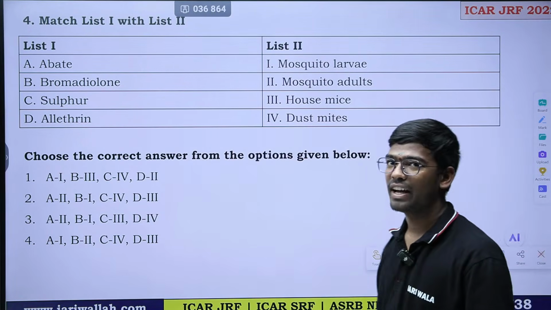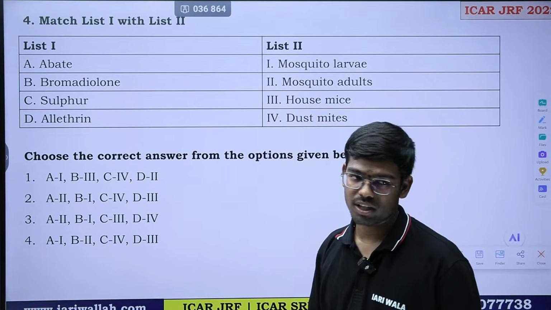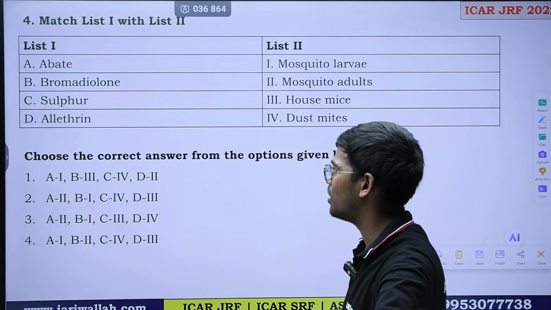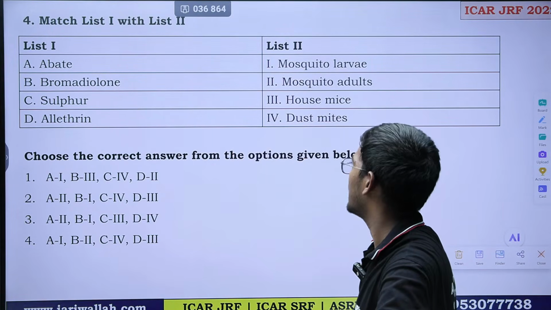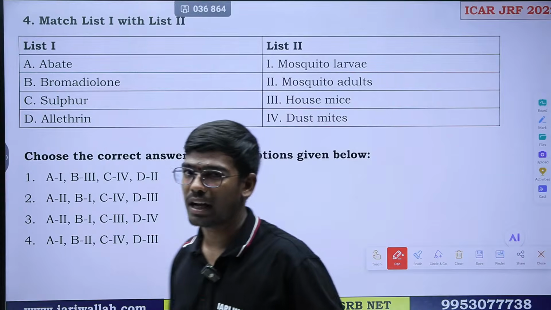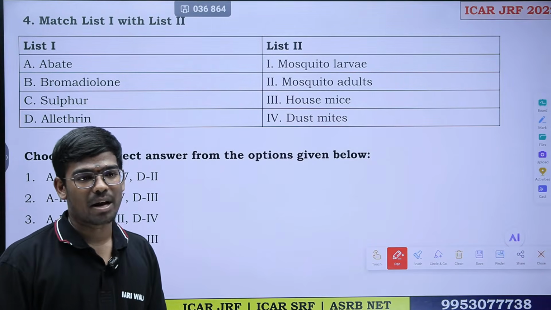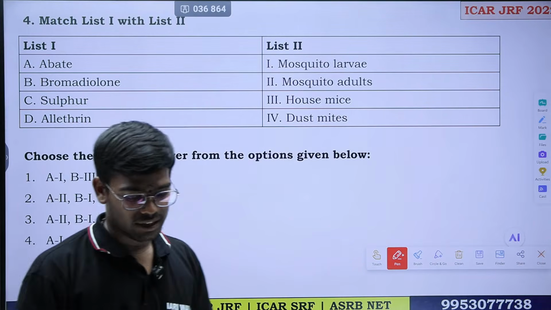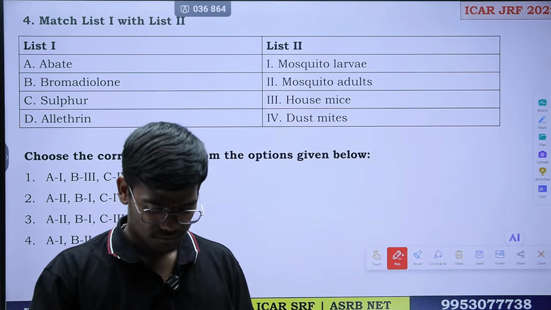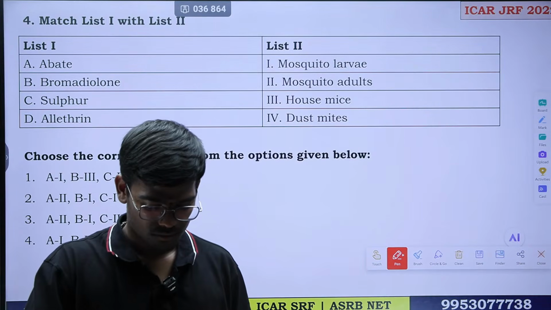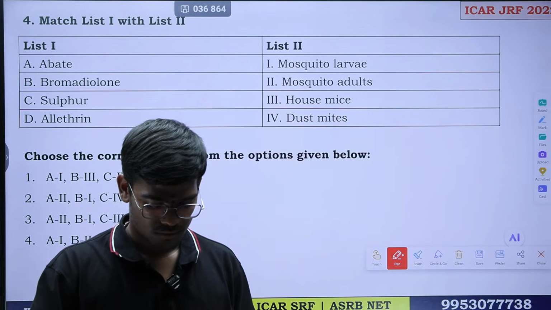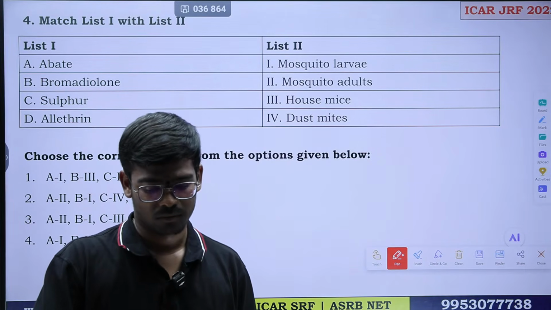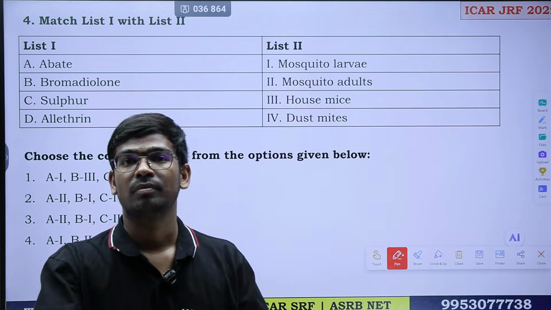And here we have one more matching in the fourth question. On one side they gave the chemicals: abate, bromadiolone, sulfur and allethrin. On the other side are their target organisms: mosquito larva, mosquito adults, house mite and dust mite. Let us check whether anybody can answer this. Anyone?